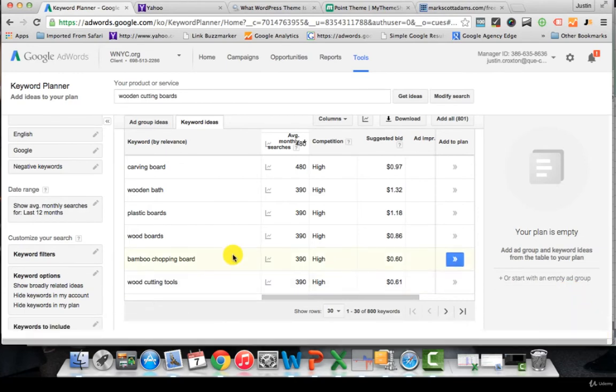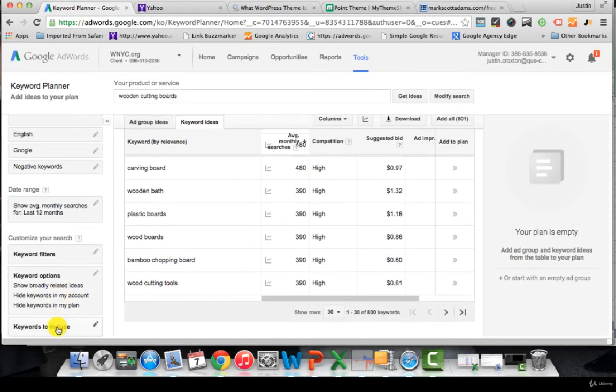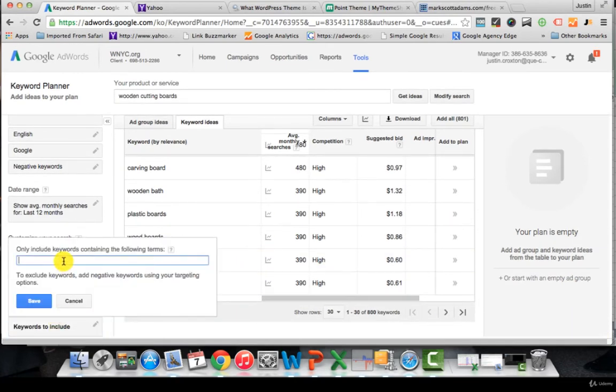So I want to show you a couple other things that are pretty cool with Google Keyword Planner. Let's say you just wanted to focus on keywords that were all focused on wood or wooden.